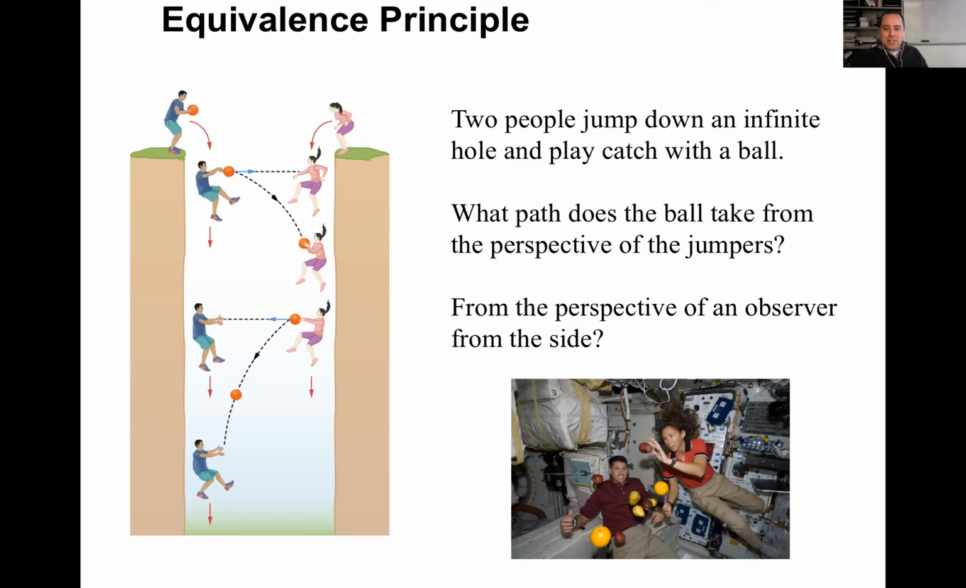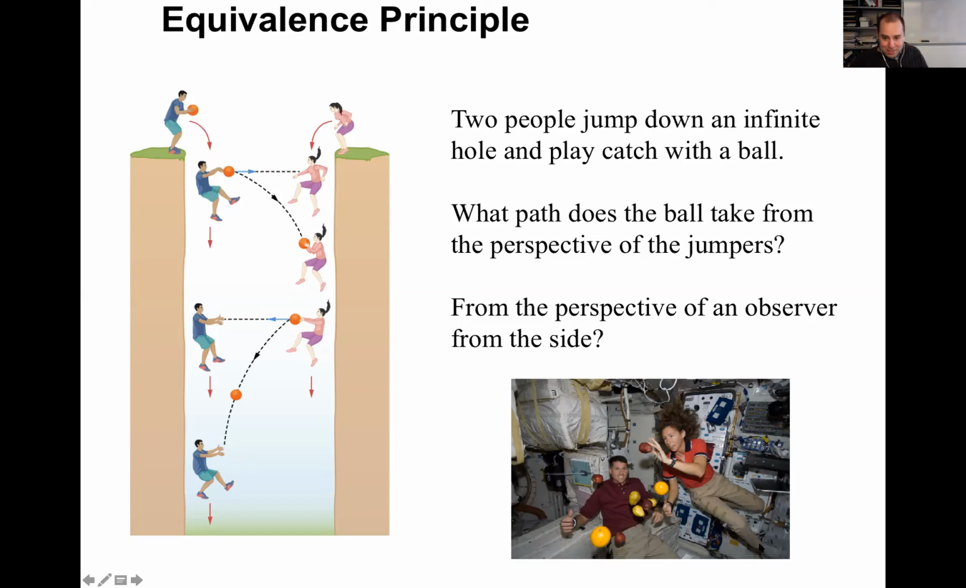This is very similar to weightlessness as observed in the International Space Station. Two people in the International Space Station, here they are, person one and person two, can play catch in exactly the same way with a ball. Just simply move it back and forth. It will move in a straight line, seemingly from their perspective, and no outside forces seem to be acting on it at all.